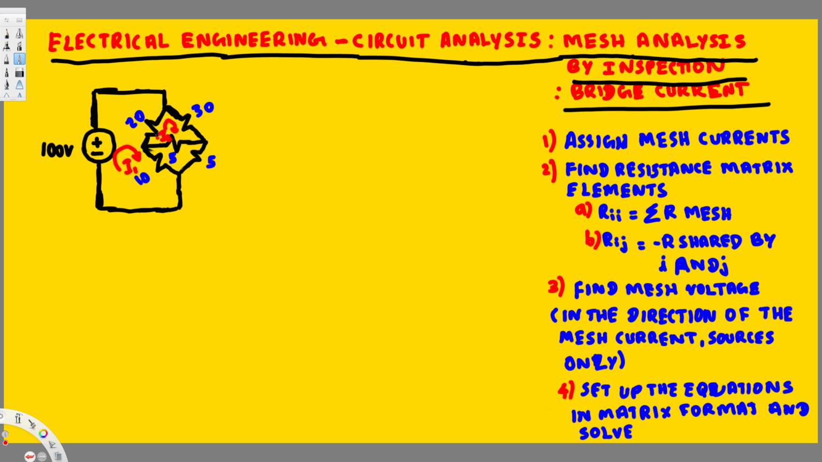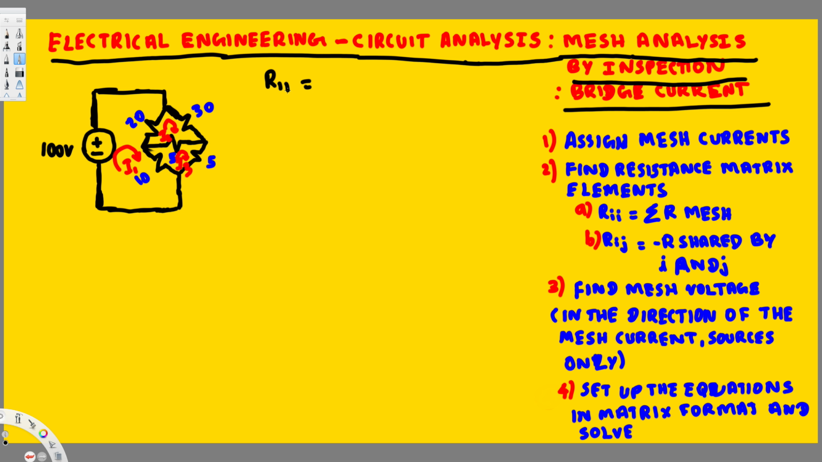So we are going to create a mesh in each loop. So this is I1, I2 and this is I3. Right, now let's see the next step. Find resistance matrix elements. So here first thing we are going to do is we are going to find the diagonal matrix. To find diagonal matrix, for example, first R11.